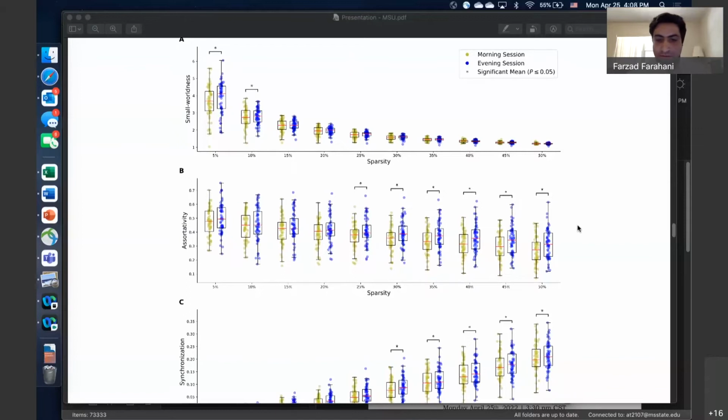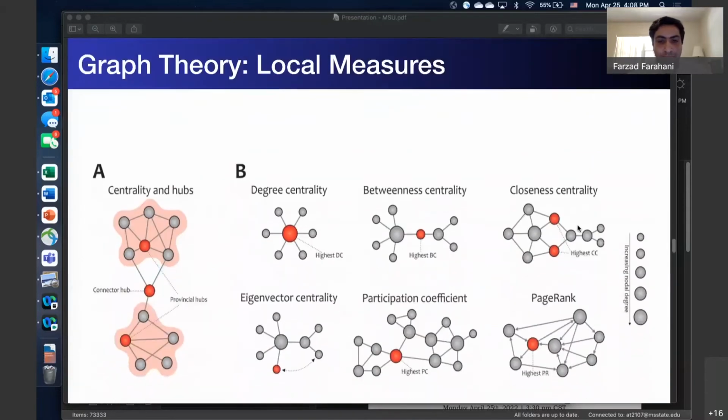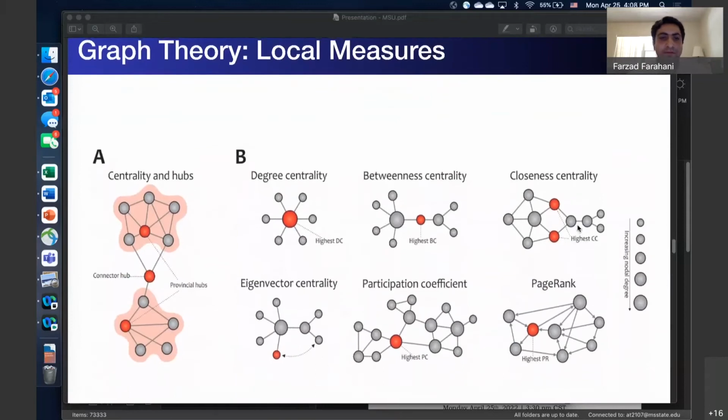Okay, cool. We can go to, yeah. And after global properties, we can define some local properties. Local properties are those that are defined for each node. For example, the degree of a given node. These properties could show us the centrality of a node, how important a node is.